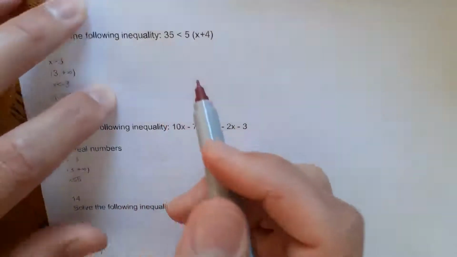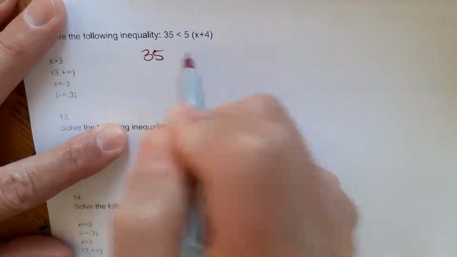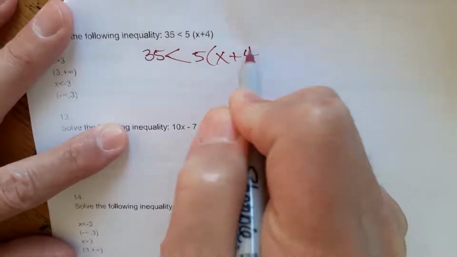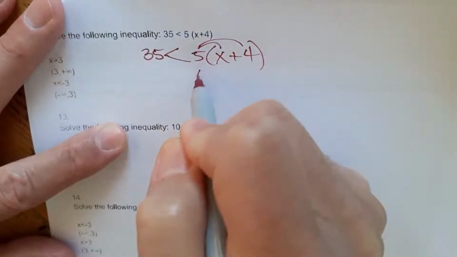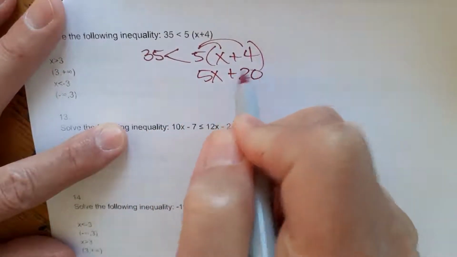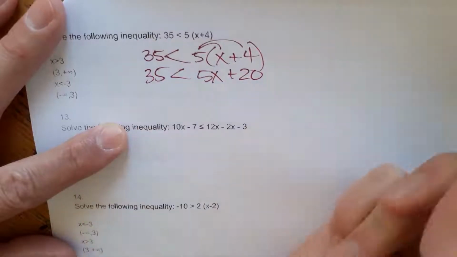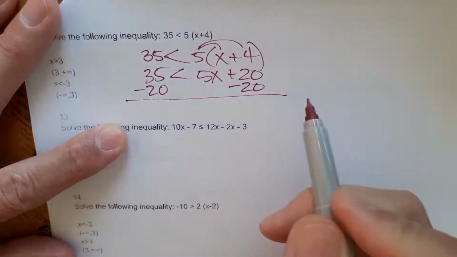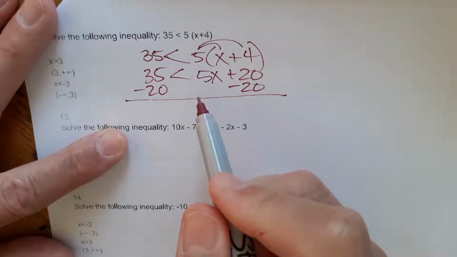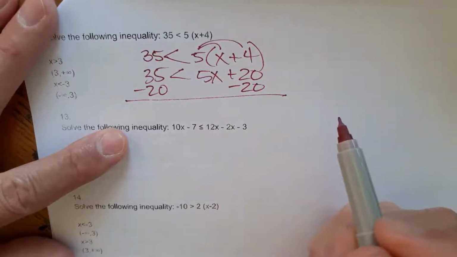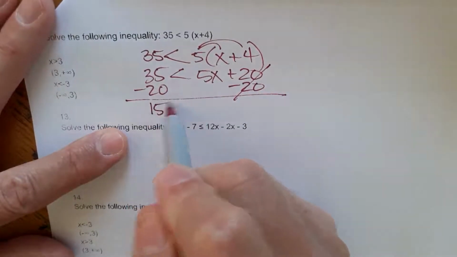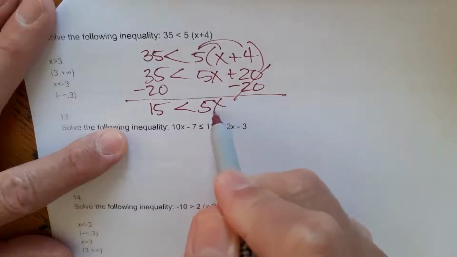So solve the following inequality. Okay, so we're straight into multi-step inequalities. So 5 times x plus 4, and we're going to distribute these. So we get 5x plus 20 here, less than 35. And we're going to subtract 20 from both sides. So just like solving an equation, the only complication comes in if we divide or multiply by a negative. And we'll show you some of those in a second. So these are gone. This is 15 is less than 5x.